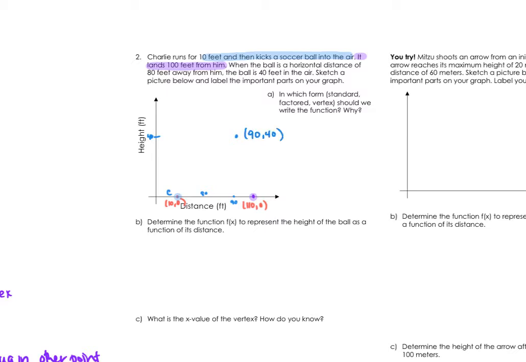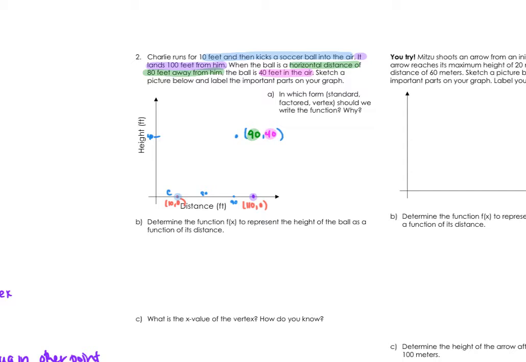We don't know anything about that point other than it's just a point on the parabola. It doesn't necessarily mean that point is the vertex, though it might be. If it doesn't say it's a maximum height, it's not the vertex. So horizontal distance of 80 feet away from him, that's where the 90 comes from. It's 40 feet in the air, so that's where the 40 comes from.